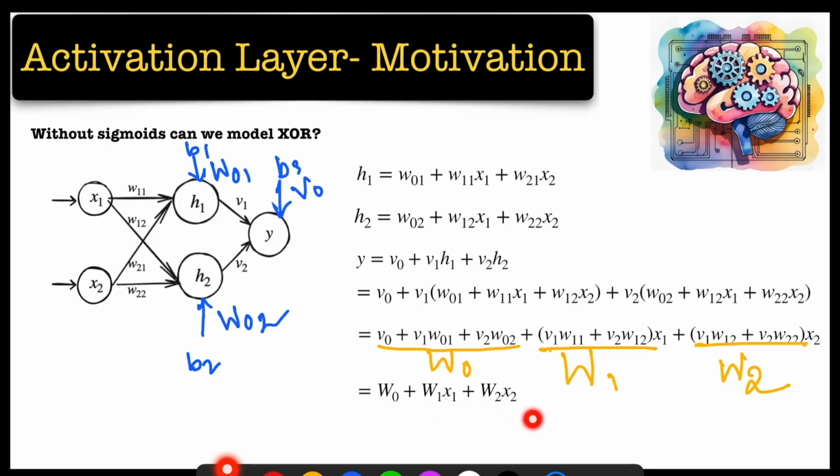So this is still a linear combination. The combinations of linear equations are always linear, right? We added a linear equation here, we added a linear equation here, and then we added one more. Y was a linear combination of H1 and H2. But ultimately we got one linear combination out again, right? So it doesn't matter how many hidden layers we add, our output will still be a linear equation.